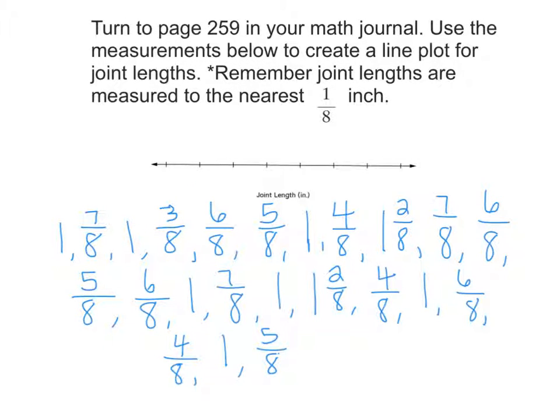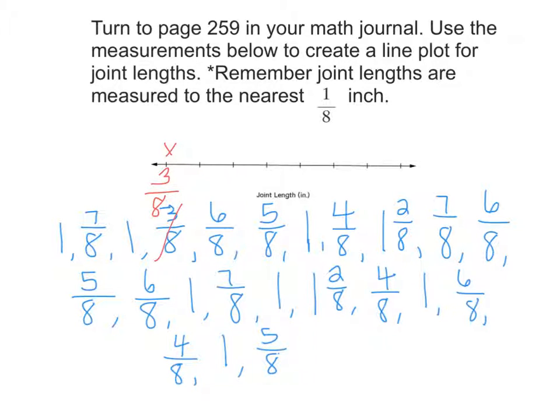Continuing with the activity on page 259 in your math journal, you're now going to use the measurements below to create a line plot for joint lengths. Just remember that joint lengths were measured to the nearest 1/8 of an inch. So the very first joint length that you will find, the smallest one in this set of data, would be 3/8 of an inch. So you would label the first tick mark 3/8, and if you look through your set of data, there is only one 3/8.